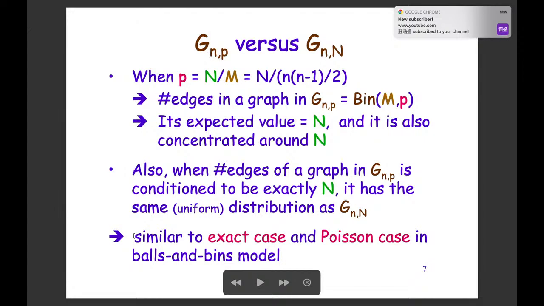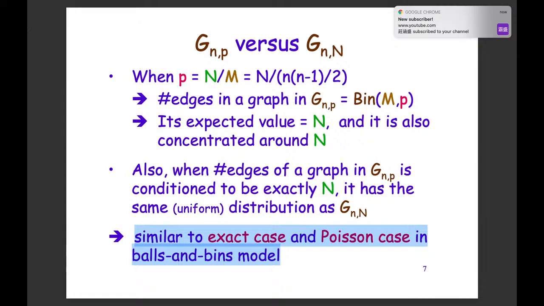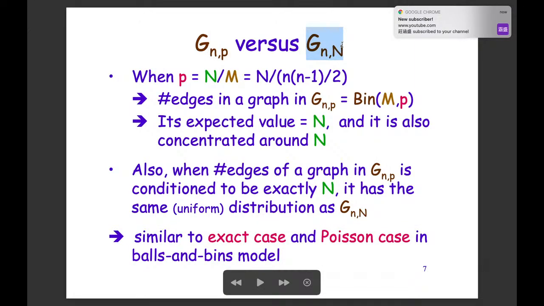Somehow this Gnp model and the Gnn model are similar to the Poisson case and the exact case in balls and bins. For instance, Gnn is the exact case because we will always have exactly big N edges. And for Gnp, if we set the little p correctly, then we will have an expected big N number of edges. But Gnp will be the Poisson case because every edge will appear independently of each other. Now this big N is not.